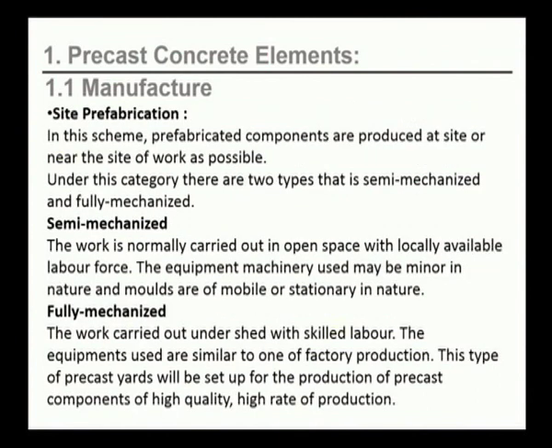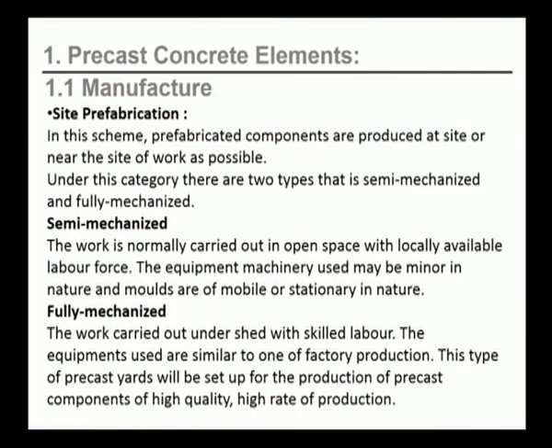Another part is site prefabrication. In this scheme, prefabricated components are produced at or as near the site of work as possible. Under this category, there are two types, that is semi-mechanized and fully mechanized. In the semi-mechanized mode, works are normally carried out in open space with locally available labor force. The equipment and machinery used may be minor in nature and the molds are mobile or stationary. Fully mechanized work is carried out under a shed with skilled labor.